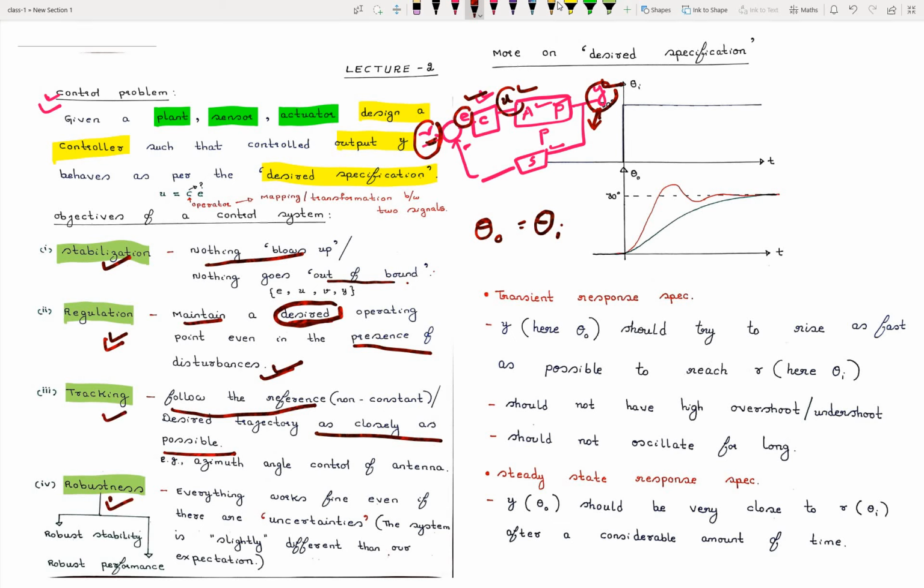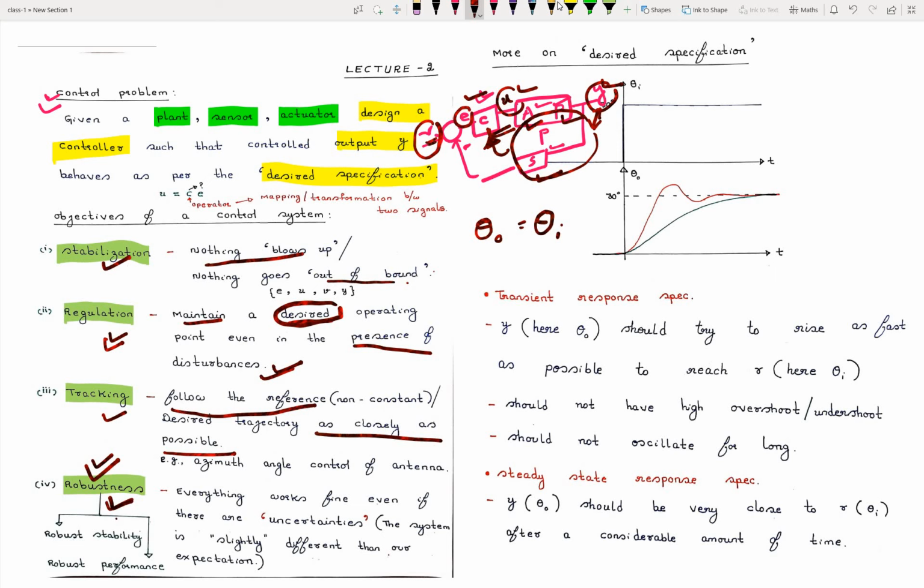Robustness. What is robustness? For an actual system, we take the mathematical model of the plant, the mathematical model of the sensor, and the mathematical model of the actuator. For this mathematical model, we design the controller. So how robust the designed controller is, that is nothing but robustness. These are the main four objectives of control system: stabilization, regulation, tracking, robustness.